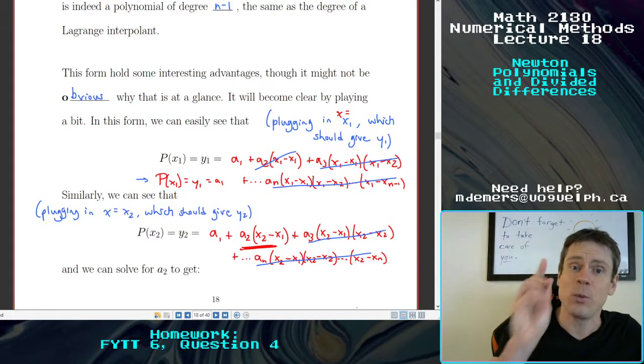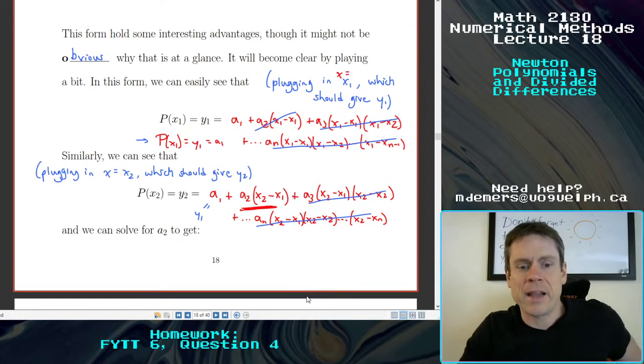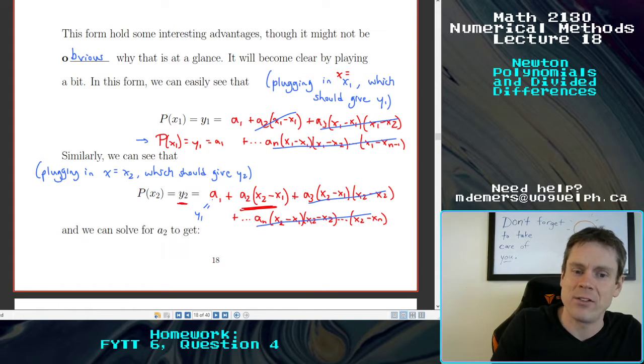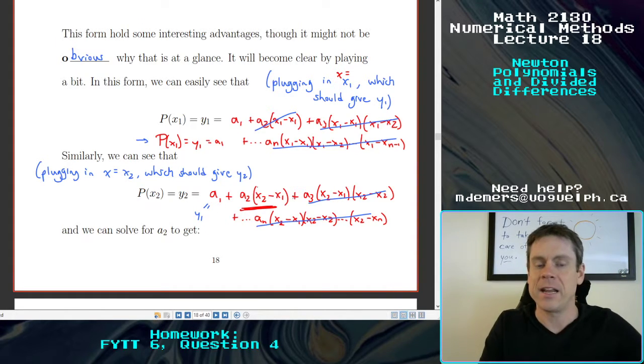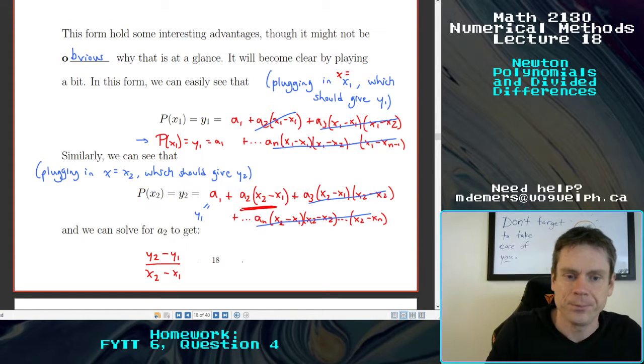I know that a1 is y1 from before, and I can solve for a2. a2 is just going to be the subtraction of y2 minus this a1, which is y1, and I can divide by x2 minus x1. So I would get y2 minus y1 over x2 minus x1 equals a2.